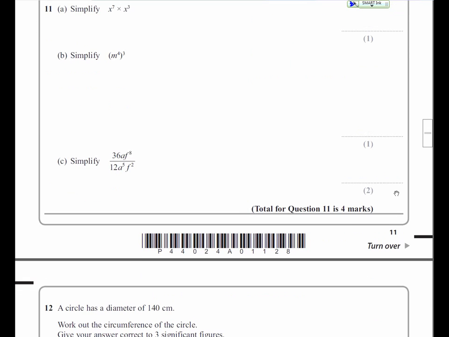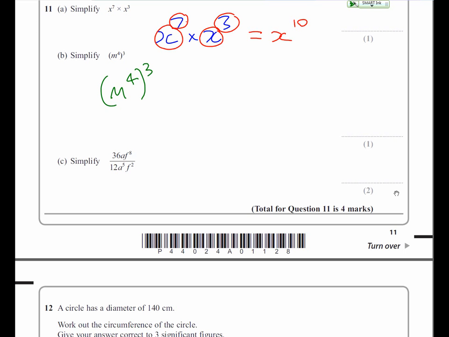Question 11. Simplify x to the 7 times x to the 3. So this is x times itself 7 times, x times itself 3 times. So if you put it together, you've got x times itself 10 times, 7 plus 3. Next one, m to the 4 cubed. Well, cubed means you times m to the 4 by itself 3 times. So it's m to the 4 times m to the 4 times m to the 4. And actually there's a shortcut that you could have just done 4 times 3 to get the power, because you're adding these together.